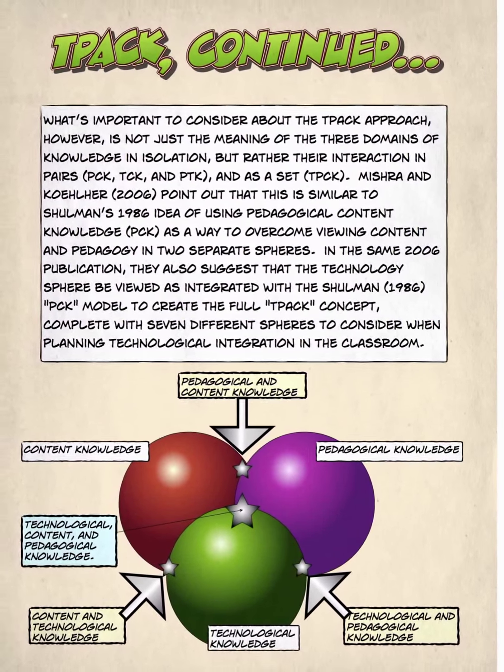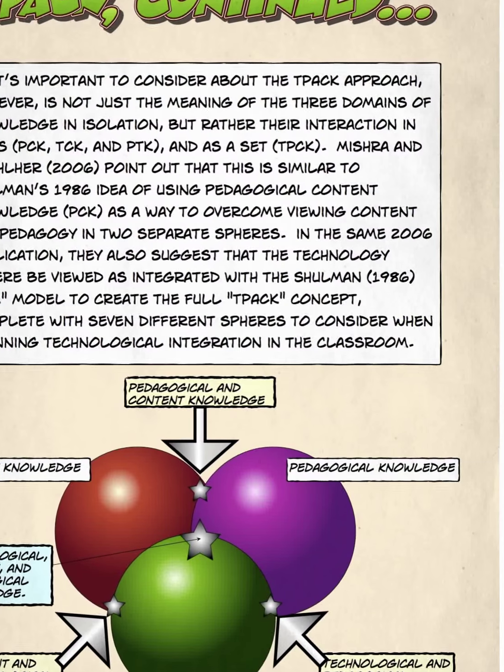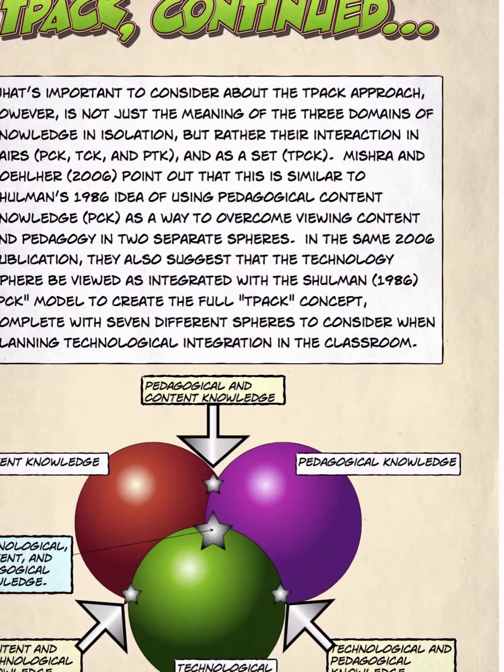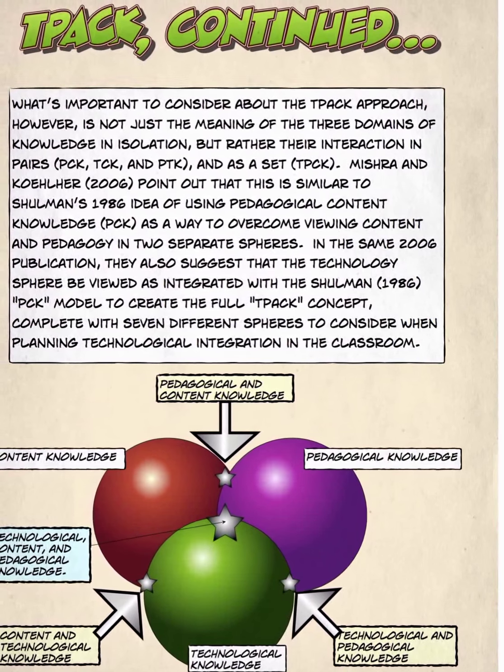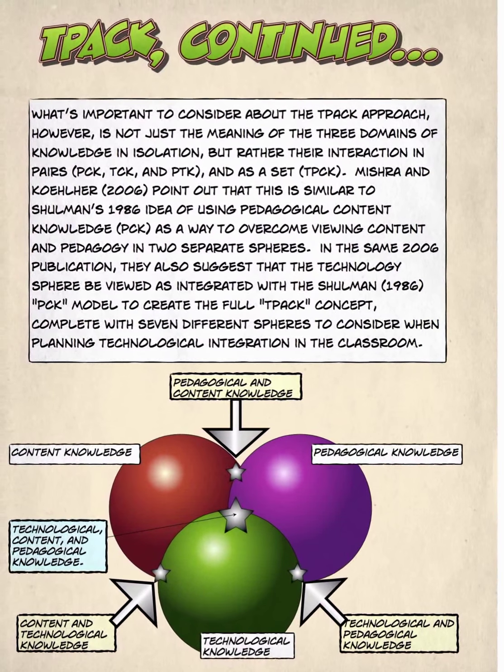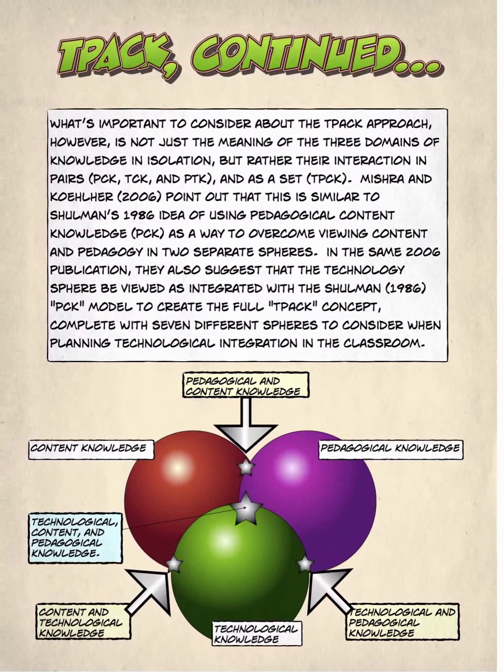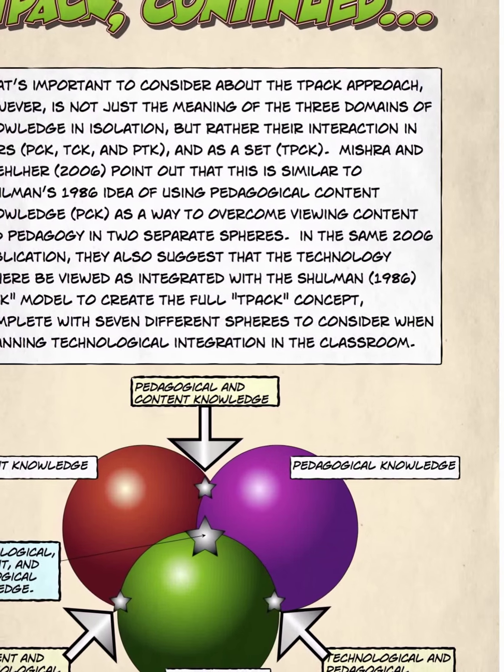The 3 colored circles, red, purple, and green, are content, pedagogical, and technological knowledge accordingly. And then where they cross over, we've got our different domains represented by the 3 little stars and the 1 larger star in the middle there.